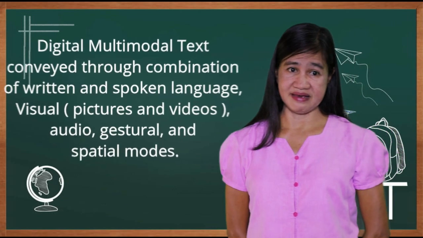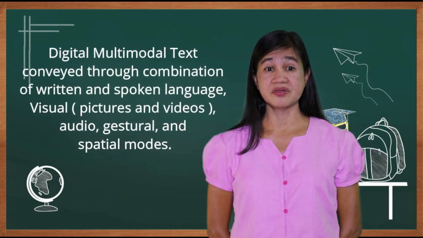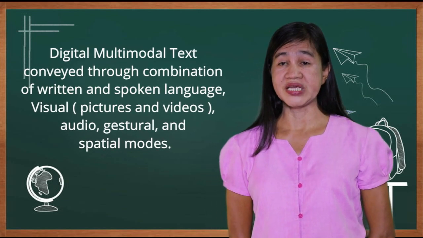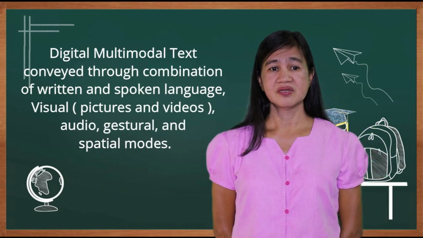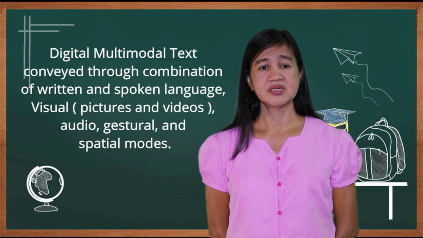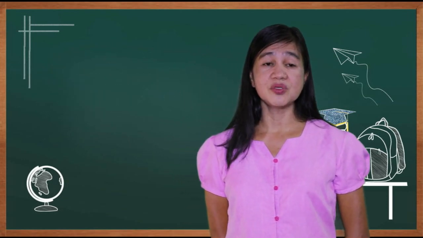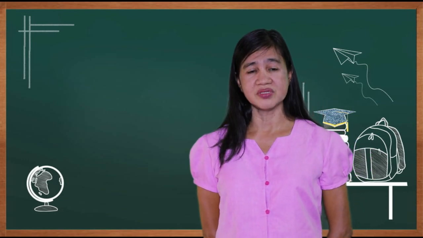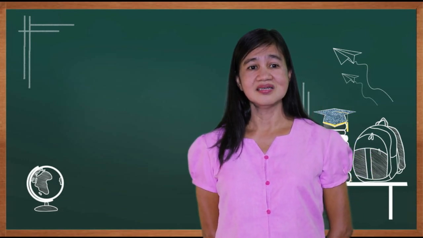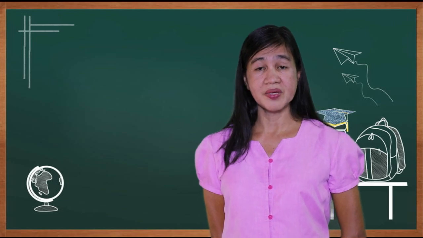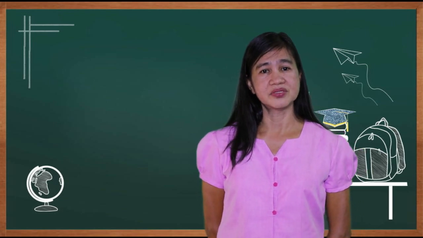Digital multimodal text is conveyed to the reader through the combination of written and spoken language, visual, audio, gestural, and spatial mode. It is good to note that the visual used under digital multimodal text is still and moving images or pictures and videos.